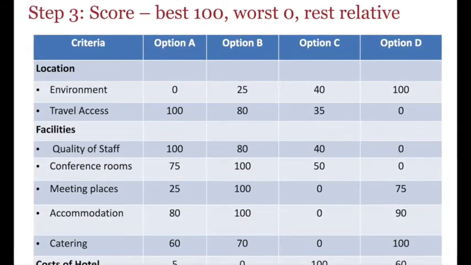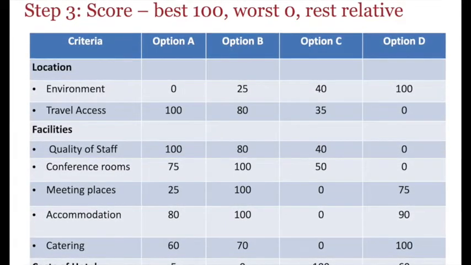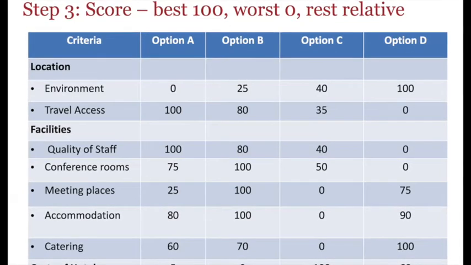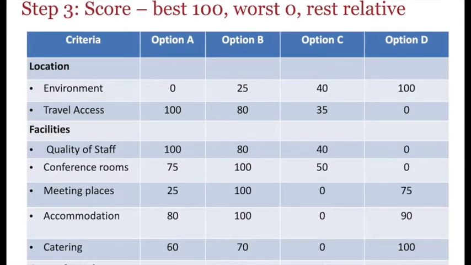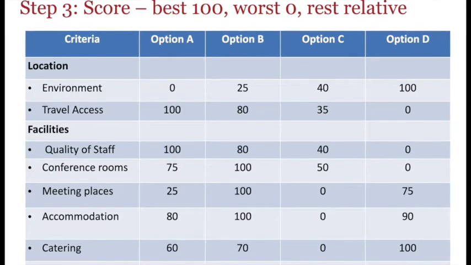What we do is we choose the option that performs the best, and we give that 100. We choose the option which has the worst performance, and we give that 0, and then we score the other 2 options relative to that. So where the worst is 0 and the best is 100, where do the other 2 fit in with that? For example, for option A, the environment is considered to be the worst, so it gets 0, and the travel access is the best, so it scores 100.